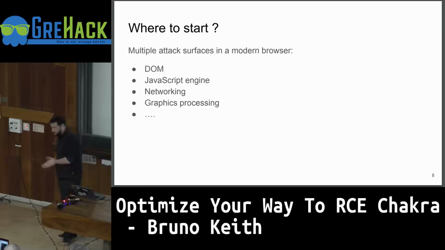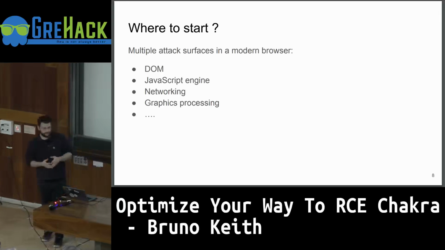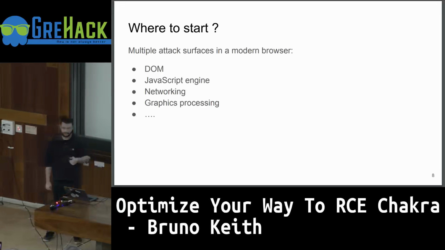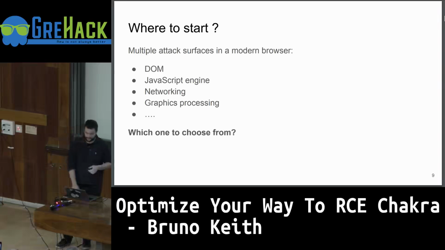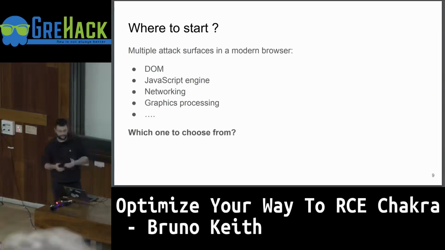So now the question is, where do we start with this? And there are a lot of attack surfaces in modern browsers. So you have the DOM, JavaScript engine, the networking layers, the graphics processing, etc., etc. And the question that we can ask ourselves is, which one are we going to choose in order to try to attack this particular target?